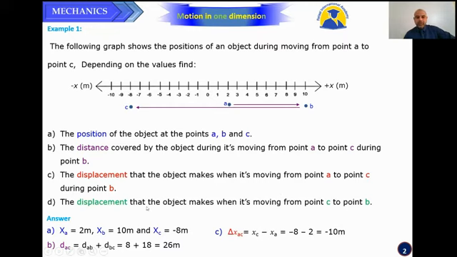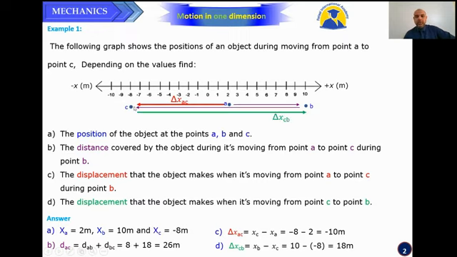D, the displacement that the object makes when it's moving from point C to point B. From C to B directly. The displacement from C to B will be delta x from C to B. This means xB minus xC. xB is 10 minus xC, which is minus 8. So the answer will be 18 meters.